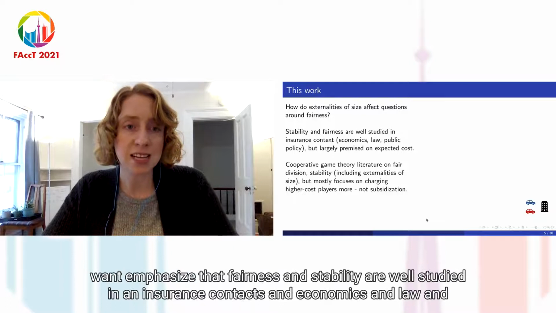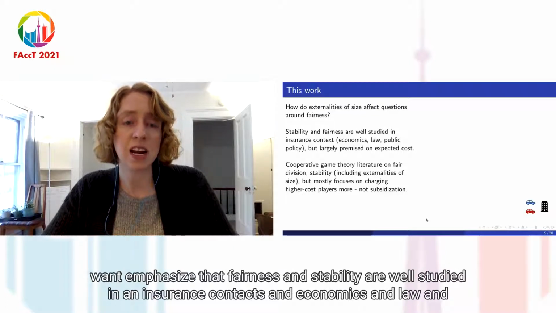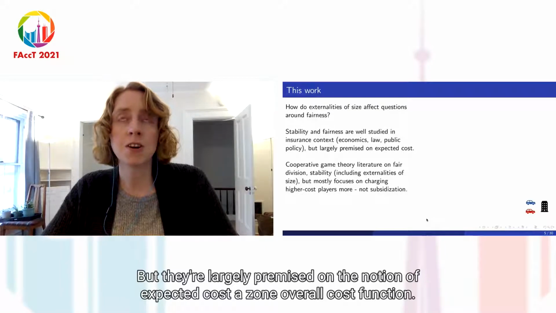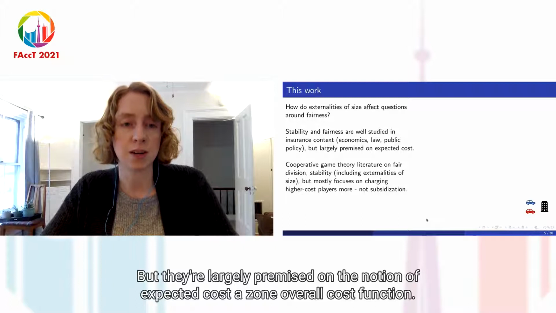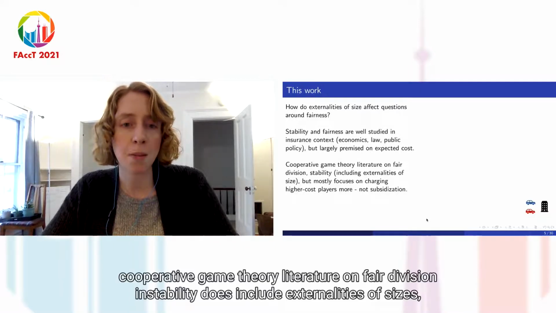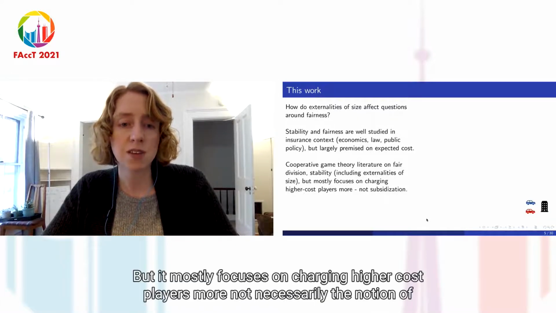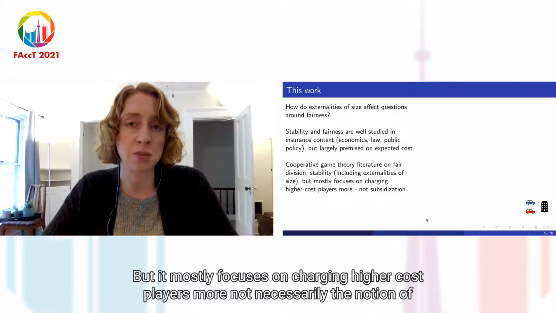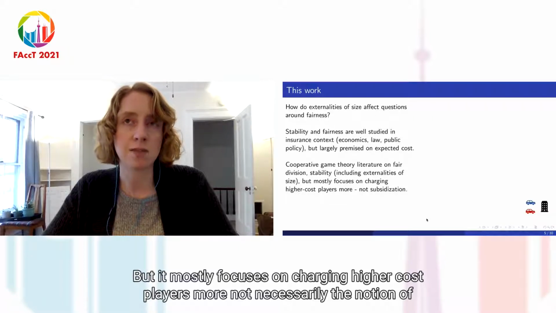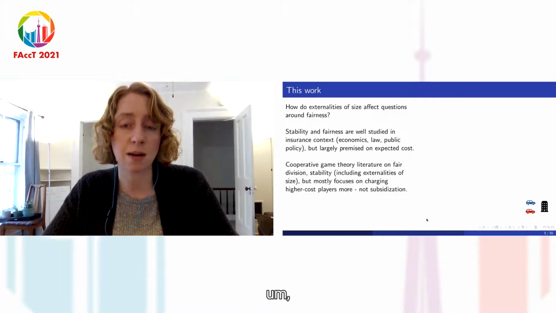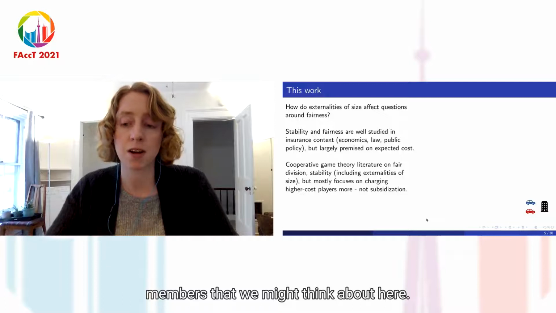And just want to emphasize that fairness and stability are well studied in an insurance context, in economics and law and public policy, but they're largely premised on the notion of expected cost as an overall cost function. By contrast, cooperative game theory literature on fair division and stability does include externalities of size as a notion, but it mostly focuses on charging higher cost players more, not necessarily the notion of subsidization of higher cost members that we might think about here.